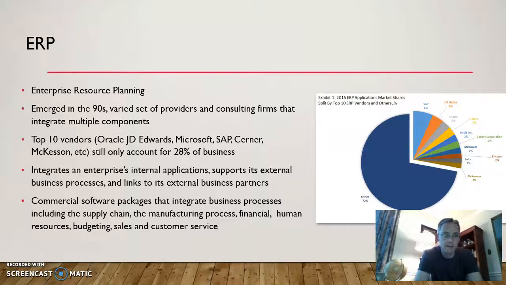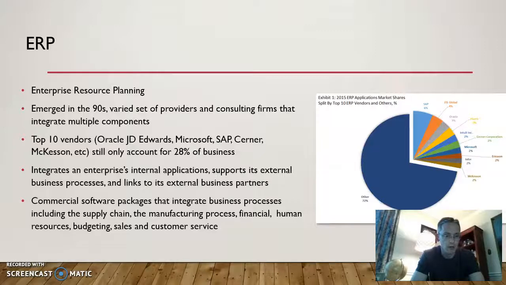So let's talk about the three major systems that we're going to be discussing. There's enterprise resource planning. This is a kind of system that emerged in the 90s. A lot of firms do this. If you go out there and look at job sites and all this, there's a lot of stuff out there for Oracle, JD Edwards, Microsoft, SAP. SAP is a big one. On the healthcare side, McKesson. But they still only account for 28% of the business. So there's a lot of these software pieces out there from other vendors that might be specific and might be tailored in a way that really supports your business better.